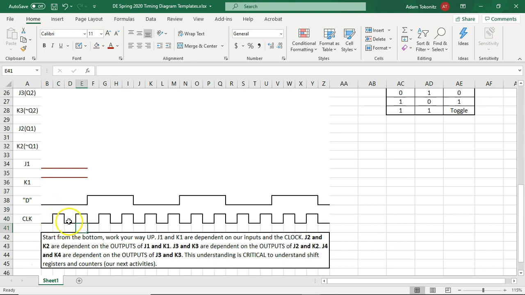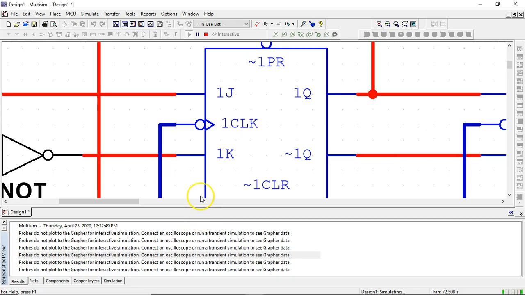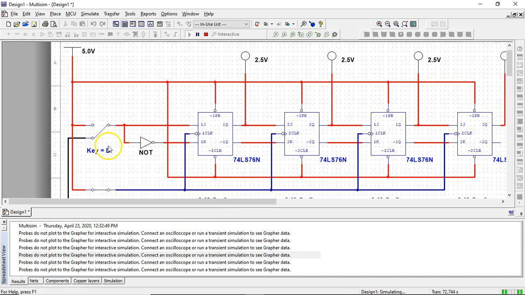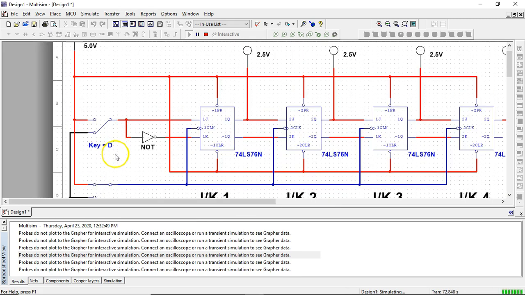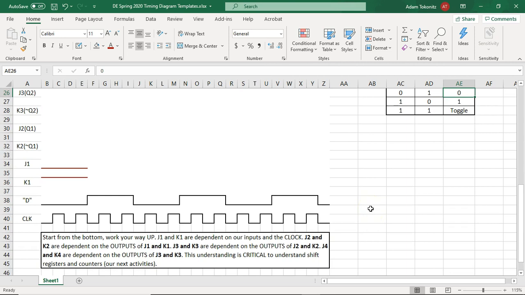I've gone from high to low. So I need to look at what my data is. Well, my data is a 0. When my data is a 0, when J is a 0, and when K is a 1, Q is 0. So back to the schematic, D is 0. When I toggled my clock, which you can see happening down there, D is 0, J is 0, K is 1, my Q output is 0. Great, let's keep going. So I've gone from high to low, nothing happened, low to high, nothing's going to happen because I don't care about that.